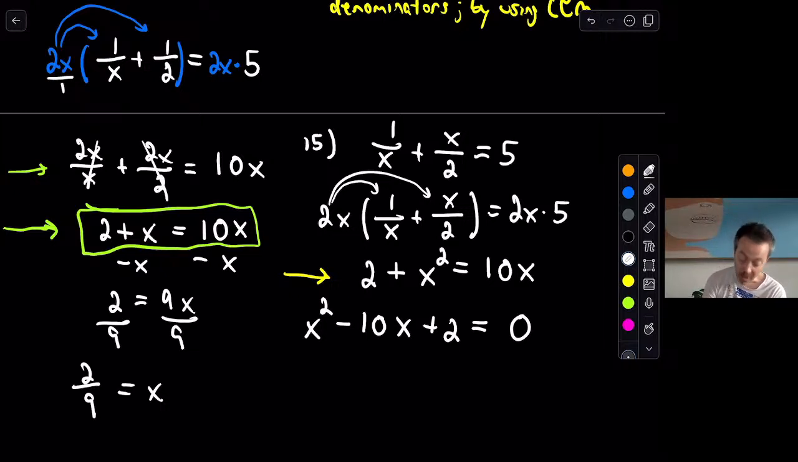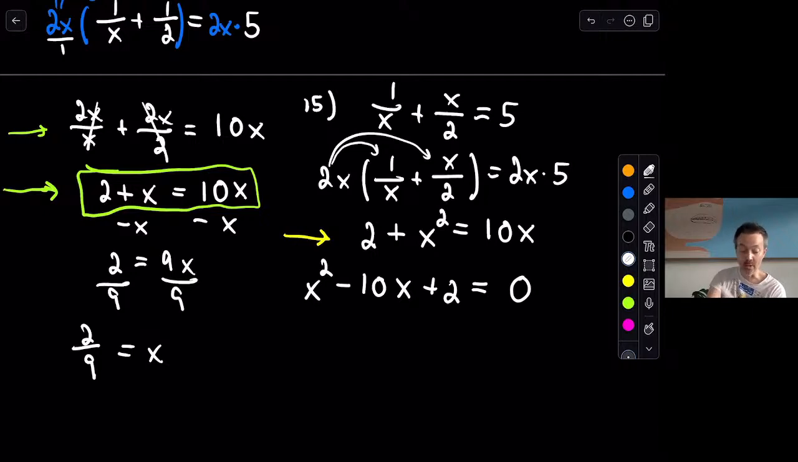Okay, this is now a quadratic. I think factor or quadratic formula. You can try to factor this. This is not going to factor nicely. So I'm going to just use the quadratic formula.